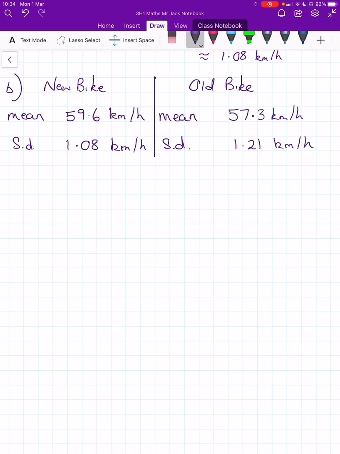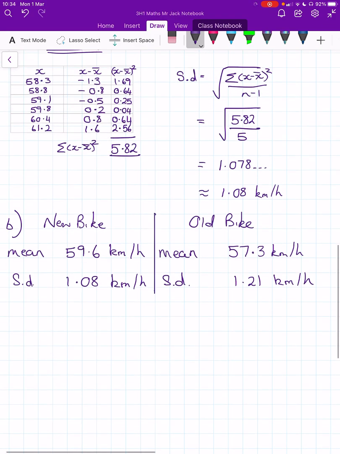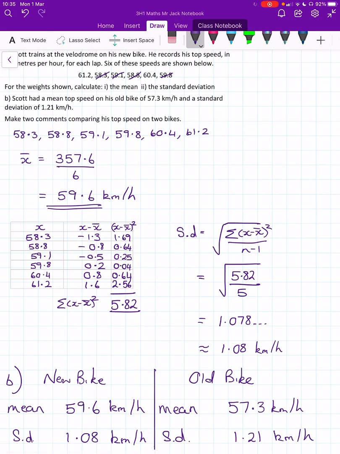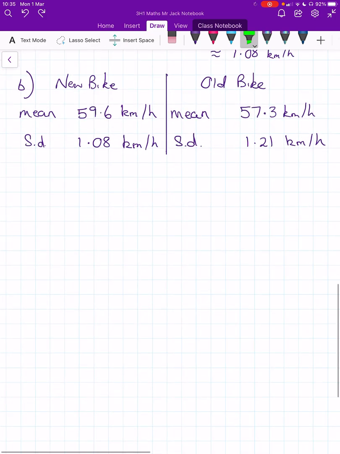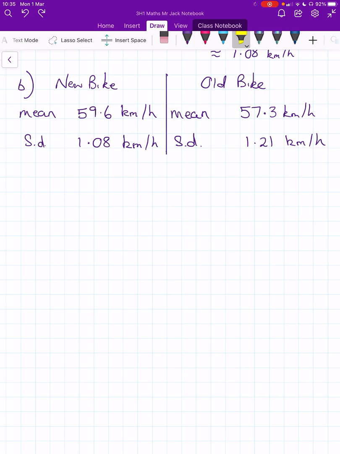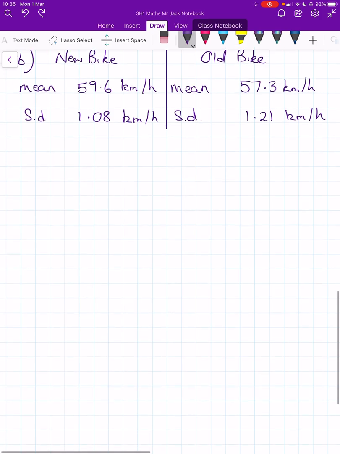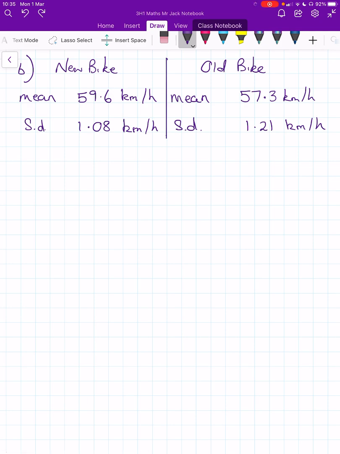Now, this is quite similar to what we did when we were comparing data previously. We've been asked to make 2 comments, haven't we? So we've got a mean, and we have a standard deviation. We're going to make a comment comparing the 2 means, and a comment comparing the standard deviations. But we're going to change it up a little bit because we're into past paper territory, so we're actually not going to use the word mean. And so here we go for the first comment, comment 1.